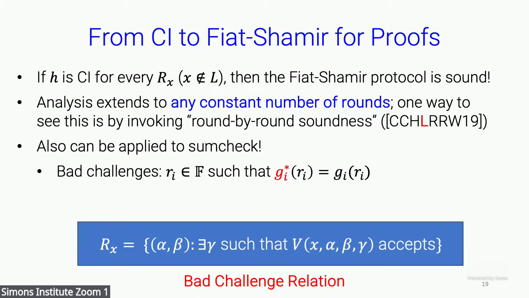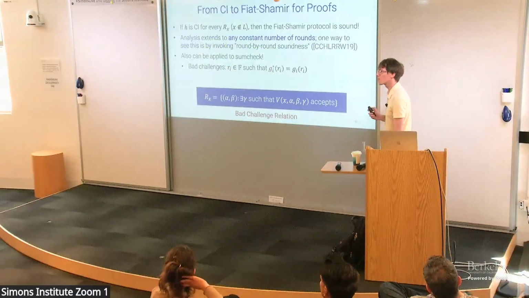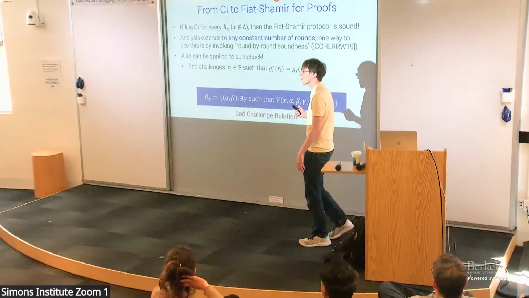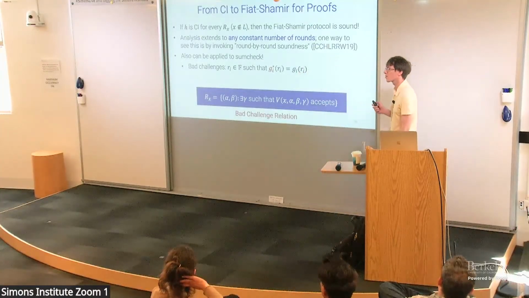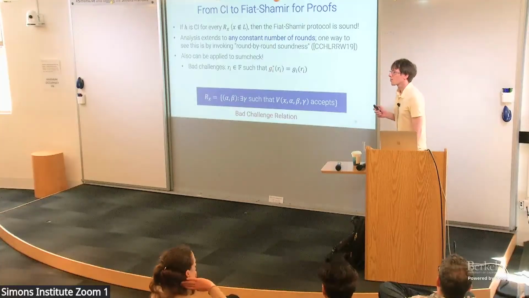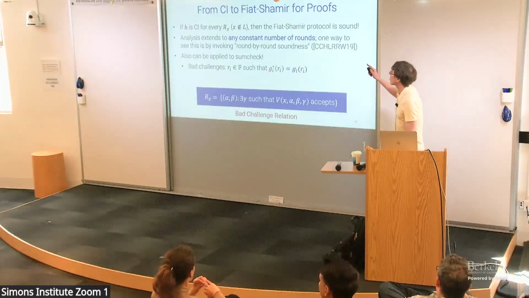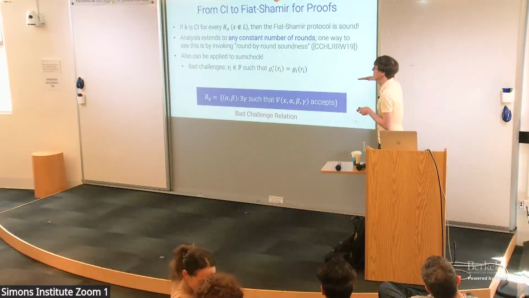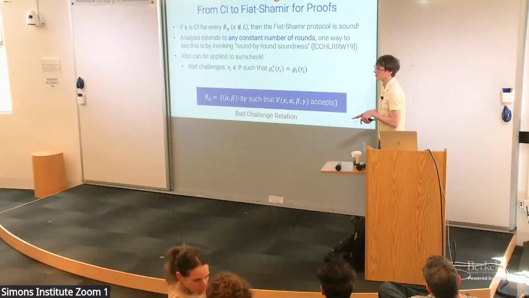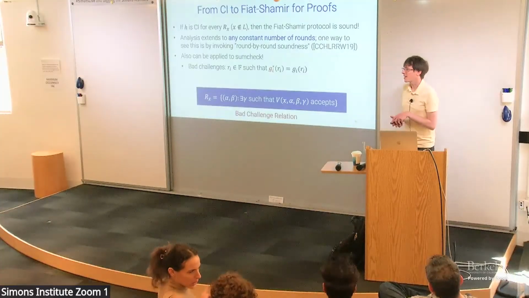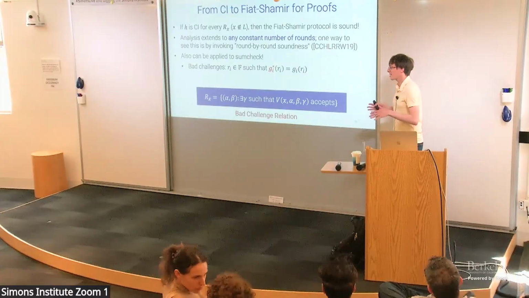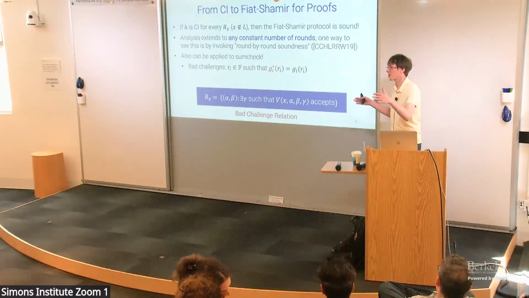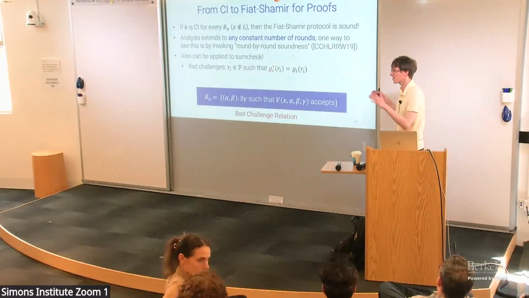Yes? Quick question. You mentioned that the analysis extends to any constant number of rounds. The sumcheck protocol scales with the number of variables, so it only works for a constant number of variables. Is that correct? No. You can analyze Fiat-Shamir applied to the sumcheck protocol with any number of rounds. Okay. There are super constant round protocols that are not amenable to Fiat-Shamir, but sumcheck is, and so we're fine.